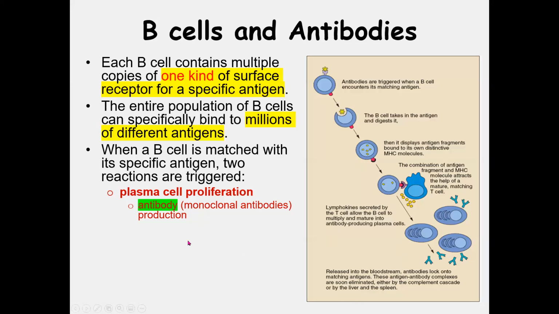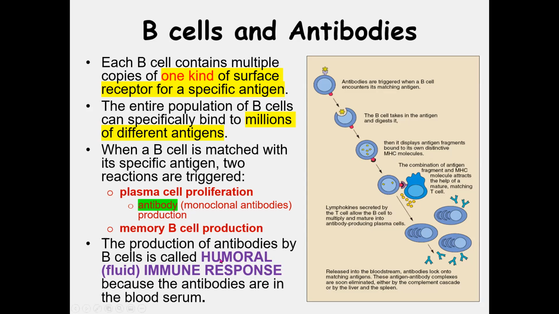The plasma cells proliferate, we call it proliferation, and they produce antibodies. Now, these are monoclonal. I'm sure you've heard of monoclonal antibodies. They are just one type of antibody, because this particular group here would only be able to produce one type. Now, the memory B cells are also produced, not for now, but for the future.